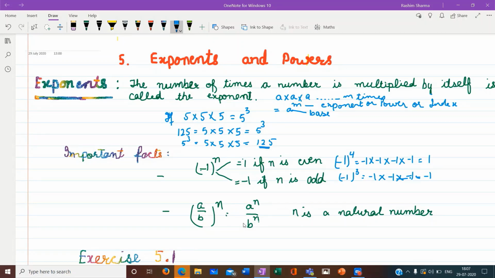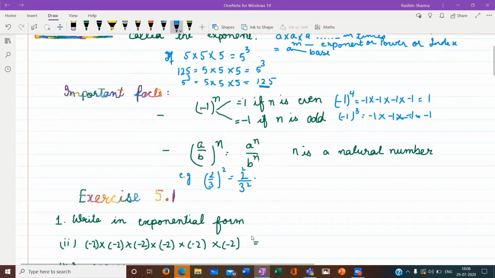Alright. The next point is when we have a upon b raised to power n, it will be equal to a raised to n upon b raised to n. Here if we have a fraction, for example 2 upon 3 raised to power 2, it can be written as 2 raised to power 2 upon 3 raised to power 2. When we have a fraction, its common power is n. That power is for the numerator as well as for the denominator.